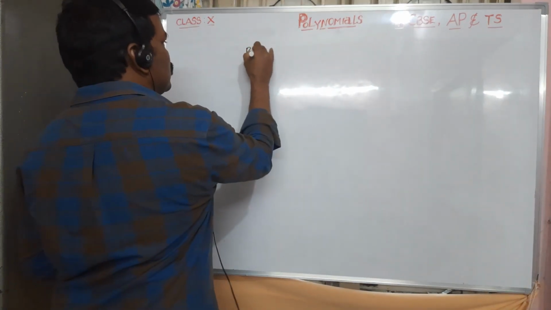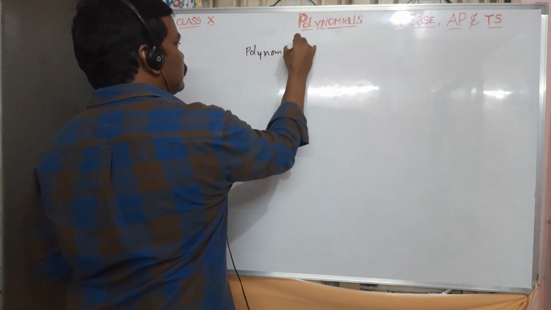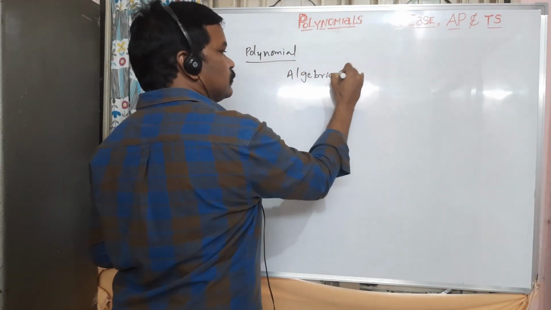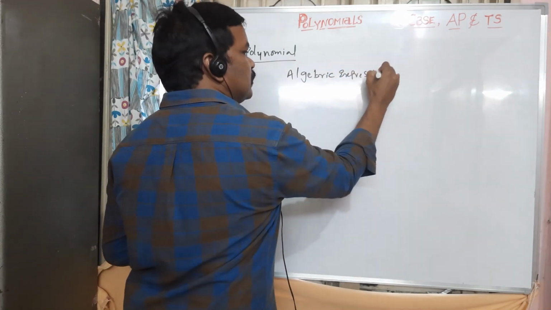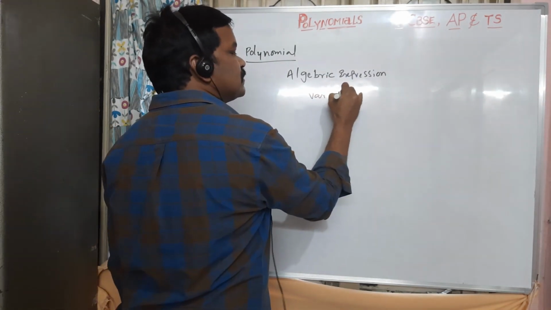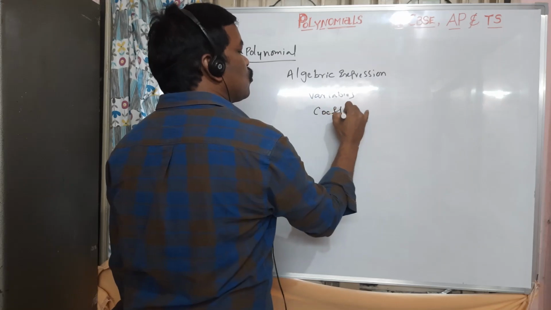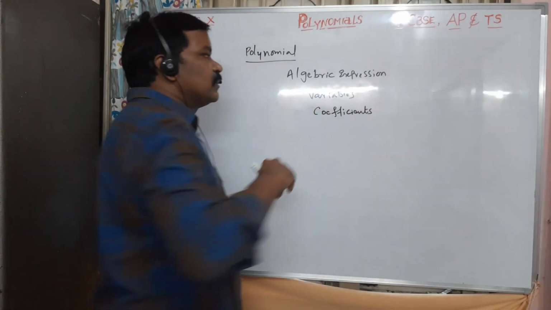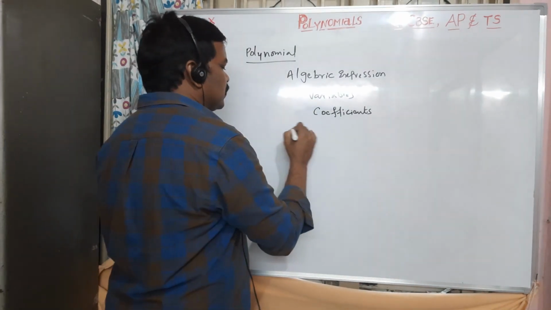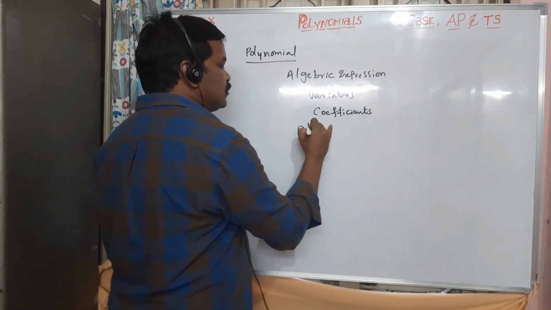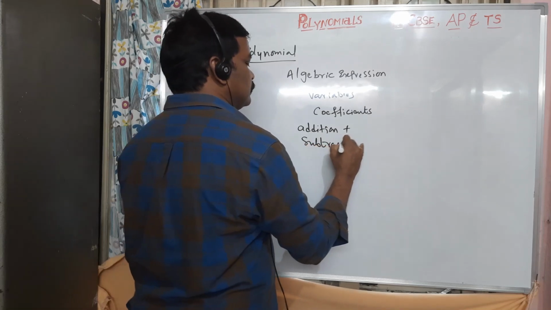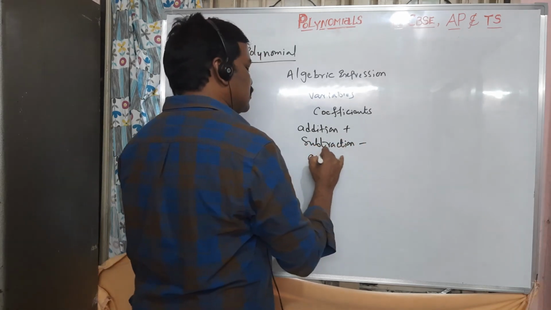See, what is a polynomial? A polynomial is an algebraic expression which consists of variables and coefficients, and it involves operations like addition, subtraction, and multiplication.